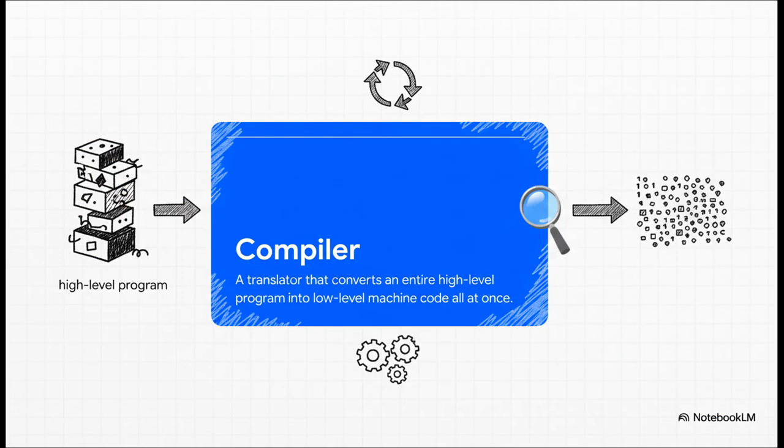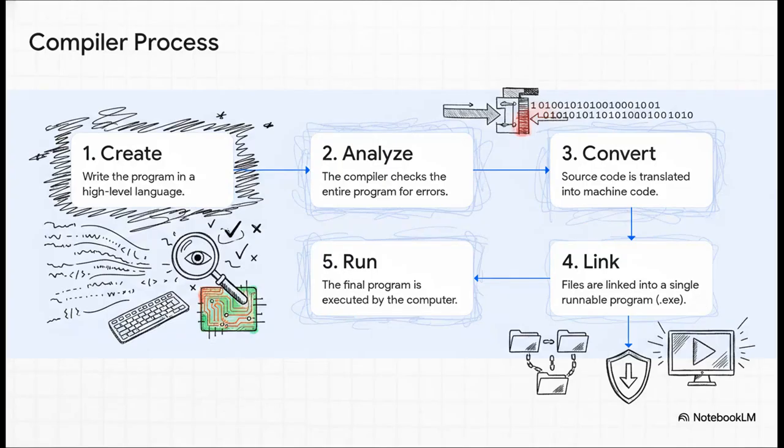A compiler is a program that takes your entire program and converts it into low-level machine code all at once, before you ever even try to run it. It's all about doing that heavy lifting completely up front. So let's walk through what that process actually looks like.